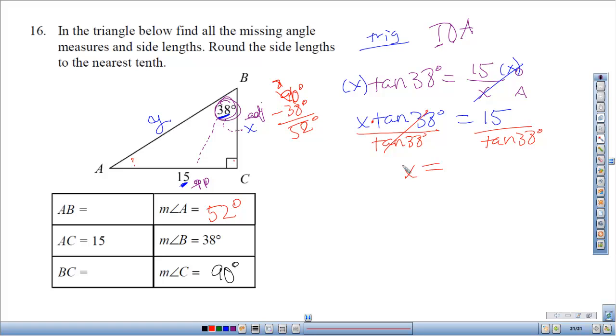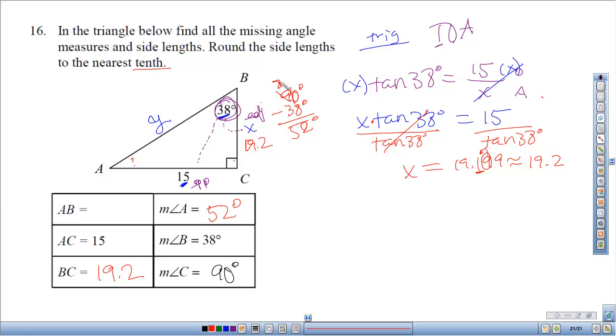So we're going to grab our calculator. We're going to type in 15 divided by the tangent of a 38-degree angle, and it comes out to be 19.199, and they want us to round these side lengths to the nearest tenth. So that means I'm rounding off that 1. Well, what would this 9 do to that 1? It would round it up to 19.2. And let's see, who is this? This is BC. BC is 19.2.